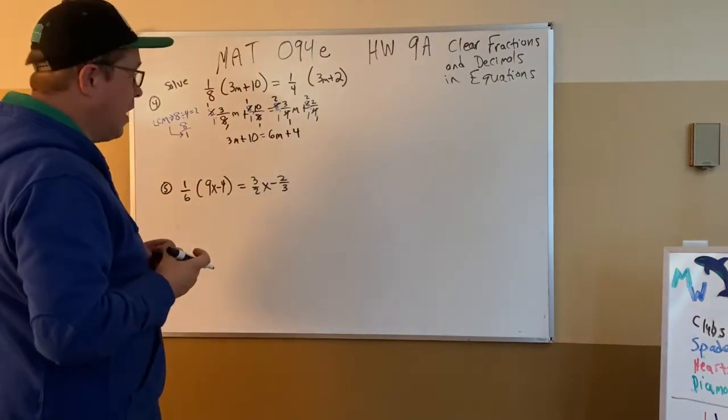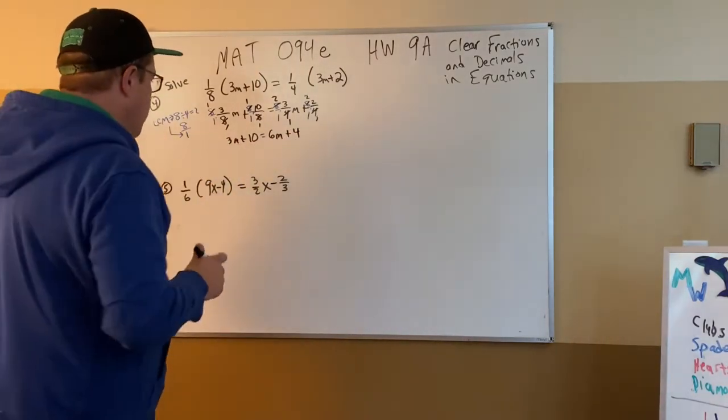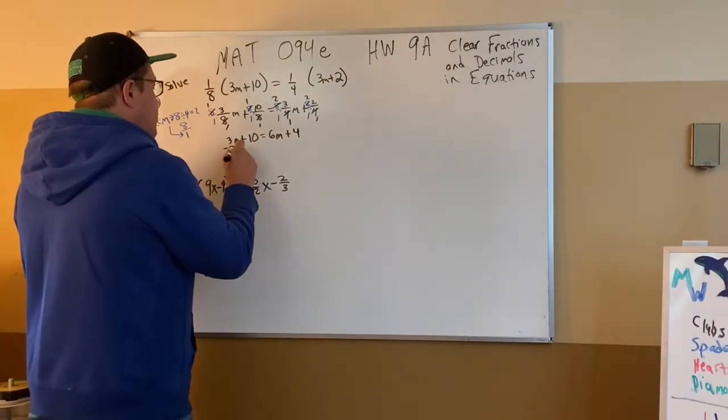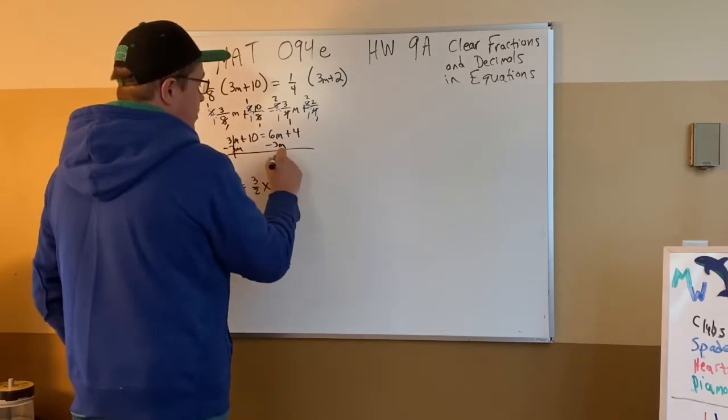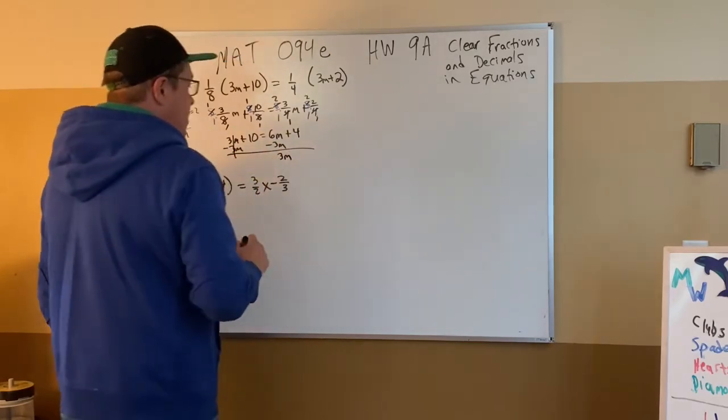I'm going to get rid of the worst bank balance. 3 is worse than 6 when both are positive, so I'm going to get rid of it with minus 3M on each side. One side scratches out and the other side becomes, in this case, 3M.